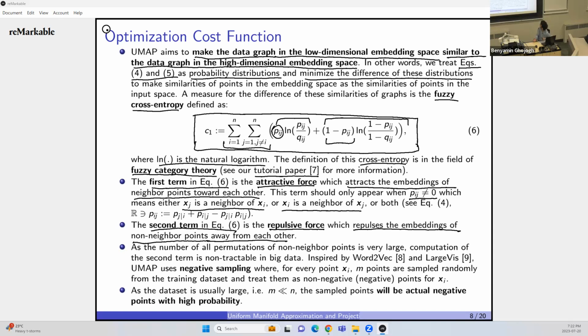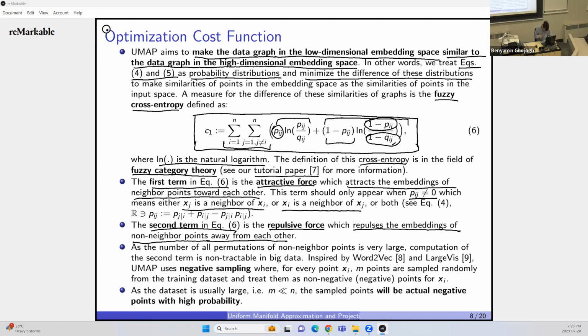And as you see, the second term is also a cross entropy form, right? I want to make 1 minus Qij similar to 1 minus Pij. So in other words, I want to make Qij similar to Pij, but for non-neighbor points. And we know that Pij for non-neighbor points is small, therefore Qij should also become small. Therefore, they should be pushed away from each other.